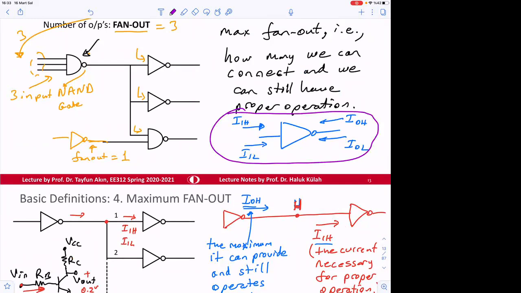Okay, thank you, hocam. Sure. Okay, so sorry, I couldn't fit it into the same place.